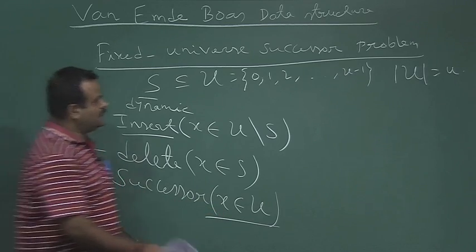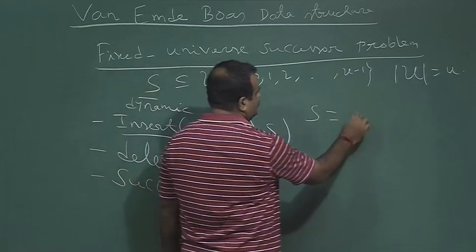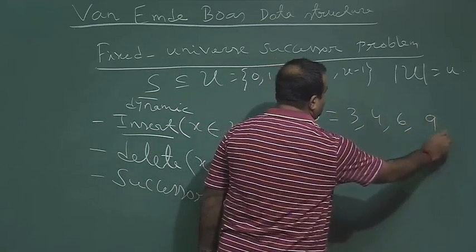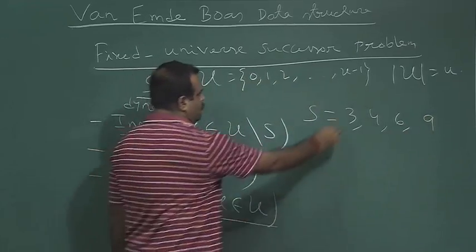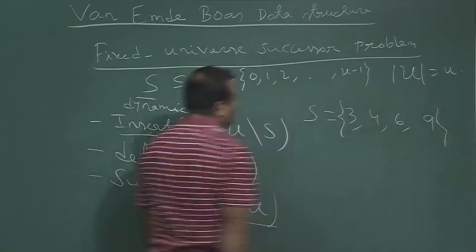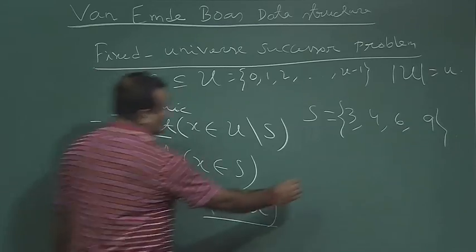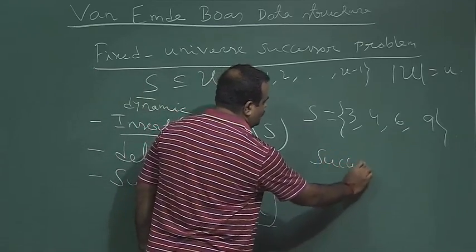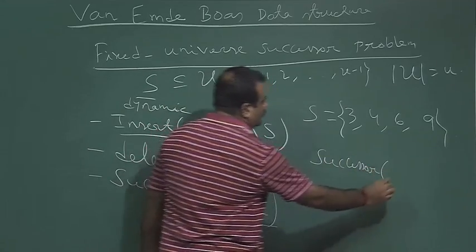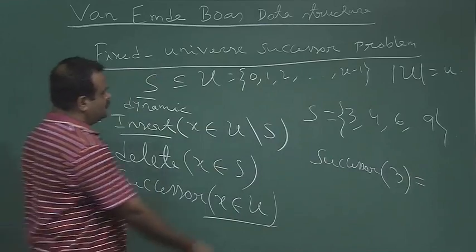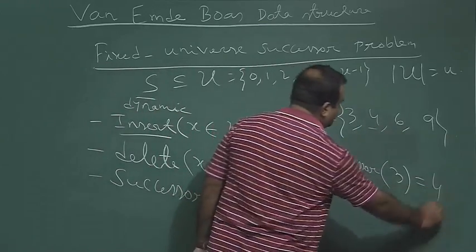Suppose our S is like this, say 3, 4, 6, 9, at some point of time. Now suppose we want to find the successor of 3. The successor of 3 is basically the next element in S, which is 4.